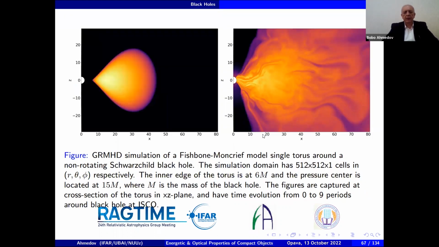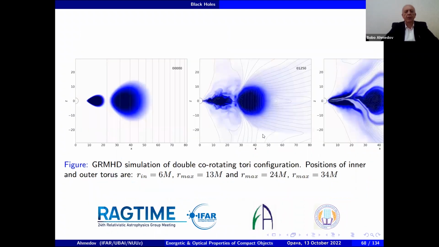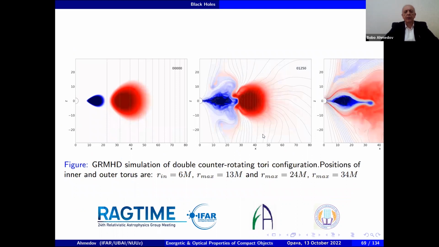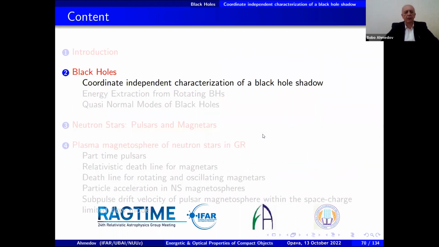Another thing is related to the collaboration with Silesian University, with Bardi and Dilshod. We are looking at the tori, these GRMHD simulations of the tori around the black hole. These are two tori which are moving in different directions.